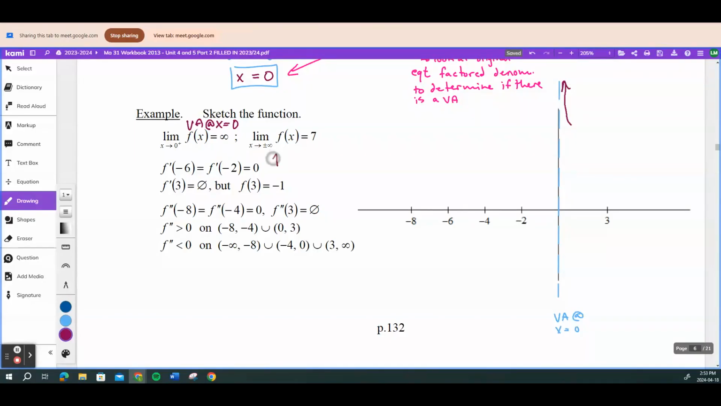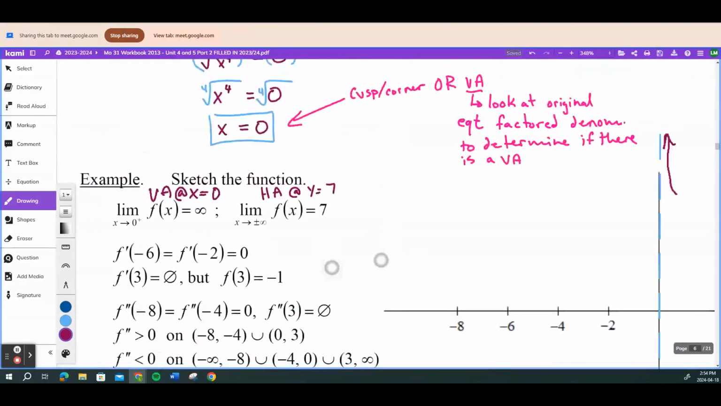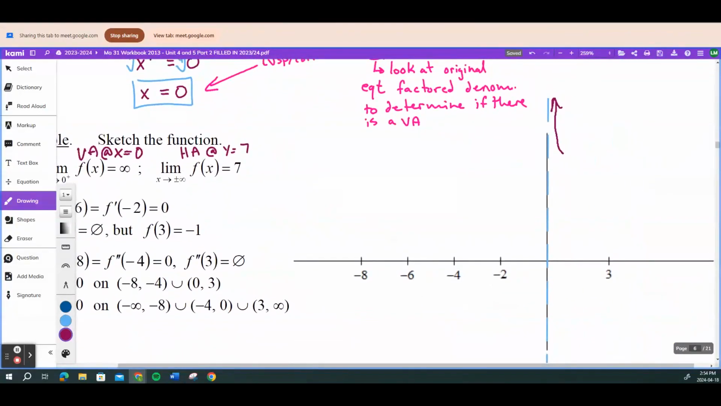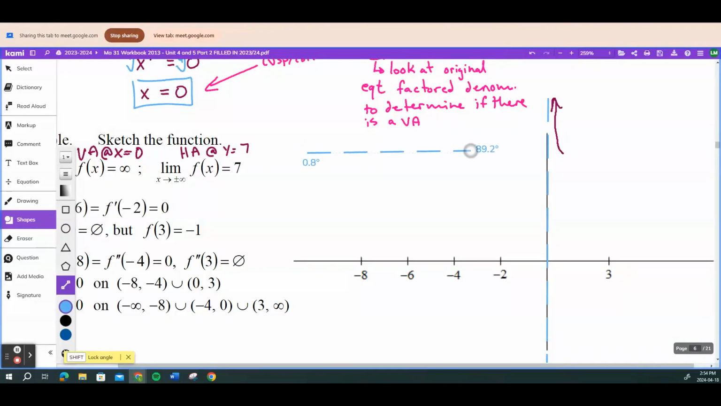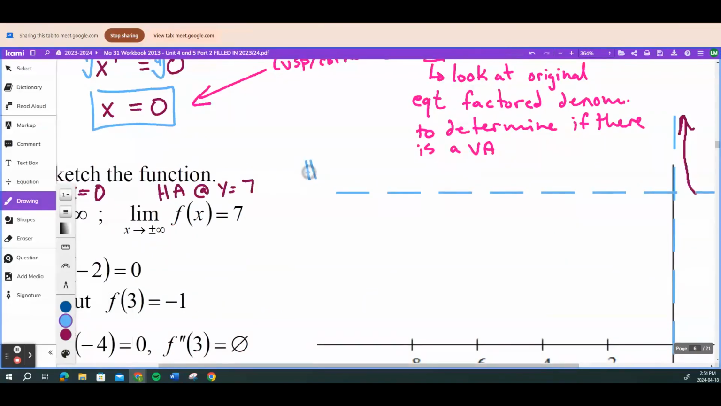Okay. The next part here says the limit as x approaches positive or negative infinity. So this part right here is your dead giveaway that it's a horizontal asymptote. So this is saying we have a horizontal asymptote at y is equal to 7. Okay, so if I apply that on my graph here, I'll mark out that this is y is equal to 7. So horizontal asymptote at y is equal to 7.